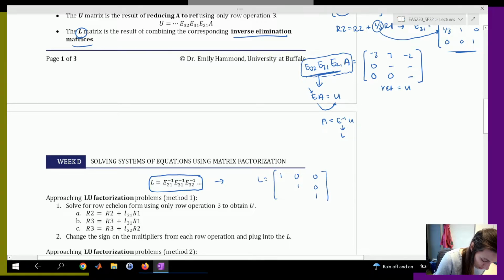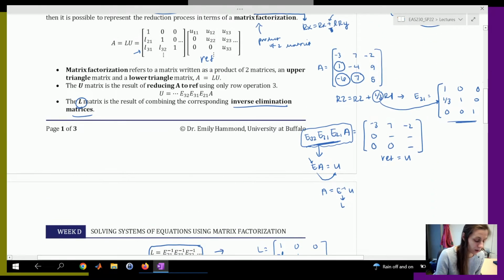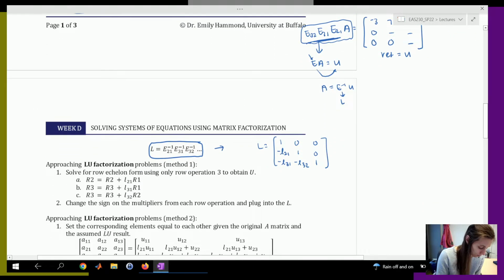We're going to have 1s along the diagonal, and then we're just going to plug in our multipliers. So whatever we use for our row operations is going to be negative L2,1, negative L3,1, and negative L3,2. Once again, it depends on what you define your row operation as, up here, if you do a minus or a positive. In this matrix here, this row operation is defined with a negative. So it depends on how you define your row operation.